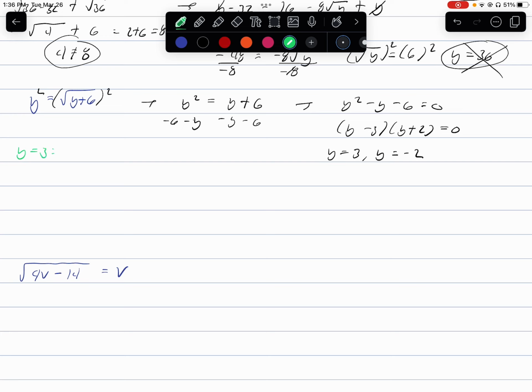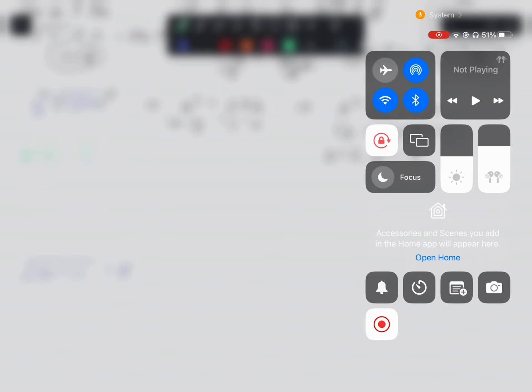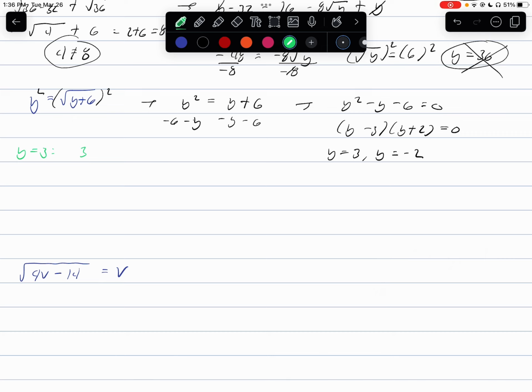Okay, so for y equals 3, we will have 3 is equal to the square root of 3 plus 6.